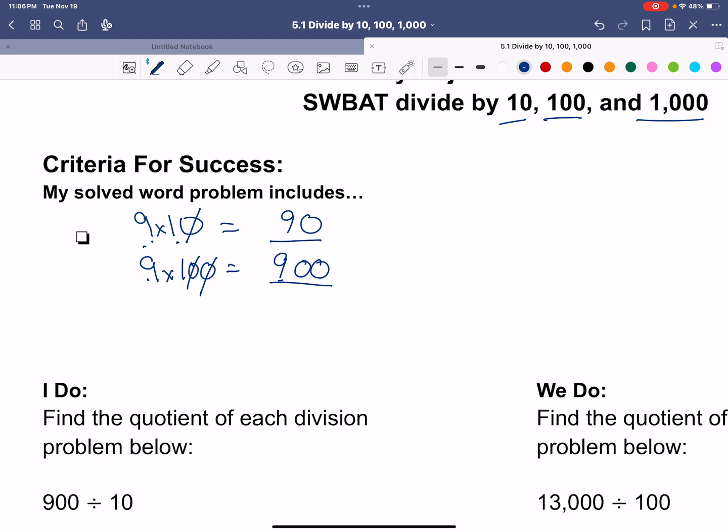So your product gets bigger, right? Gets bigger than this number here. So the 9 becomes 90, the 9 becomes 900. So that one's always getting bigger.